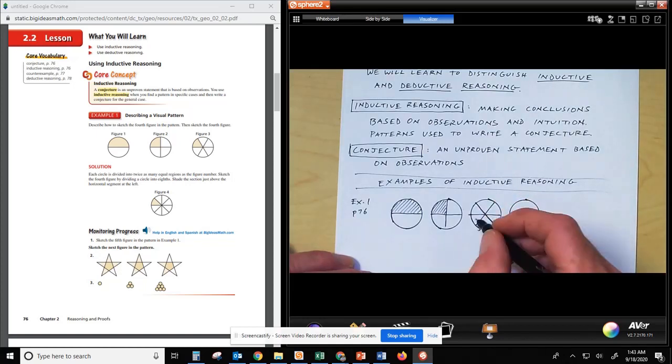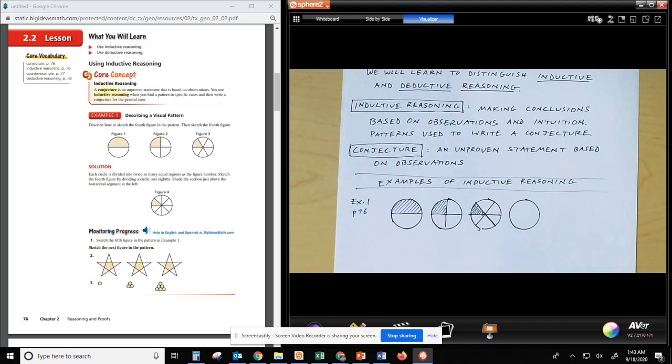And this one is shaded. And it says draw the fourth one. And so this illustrates inductive reasoning. The circle keeps getting divided like somebody is cutting a pizza, is how I think of it.